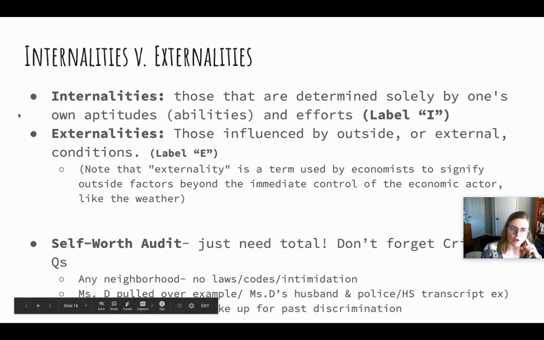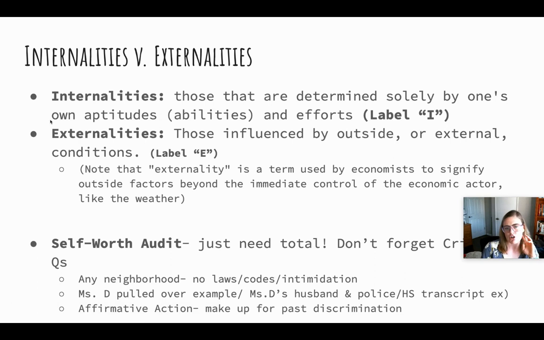Then the next thing you're going to do, on that same paper, is look at what are called internalities and externalities. The internalities are things that are solely your own ability, so you are in total control. Externalities are things that are outside your control. You're going to just label those I or E.